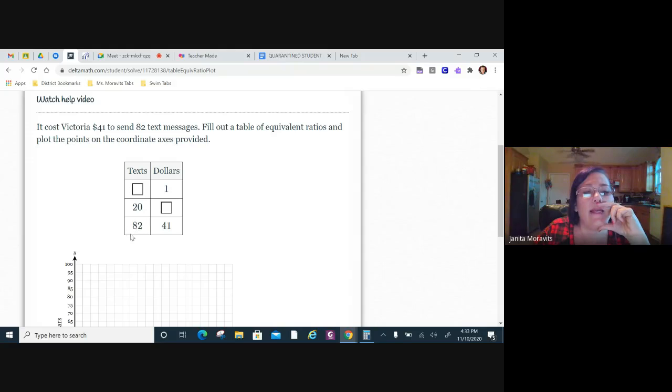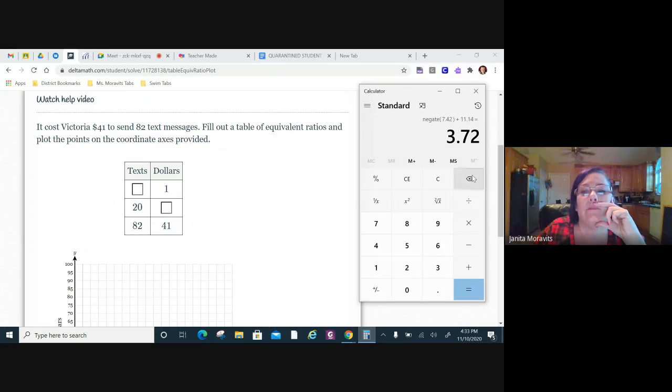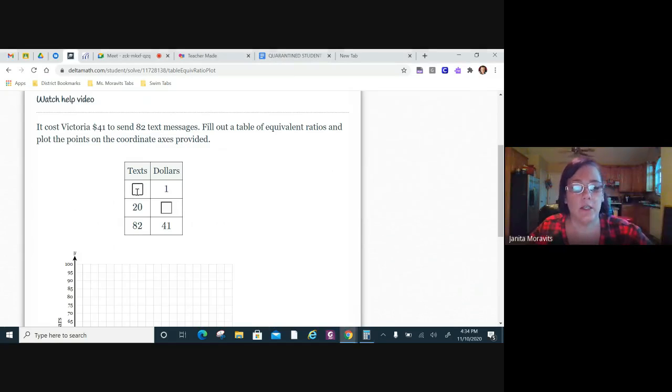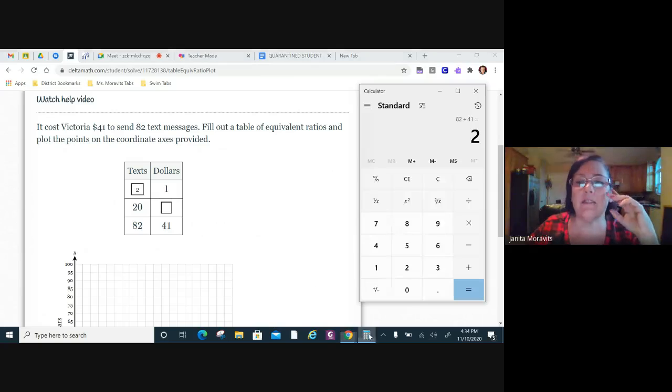So we can take this 82 right here. Let's clear this out. We're going to take our 82, and we're going to divide it by 41. Right? So she can send 2 text messages for every dollar. So if she can send 2 messages for every dollar, what's it going to cost her to send 20? Well, you're going to multiply right here.